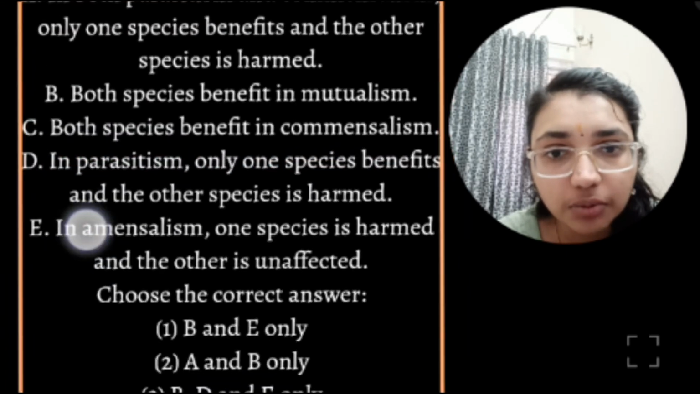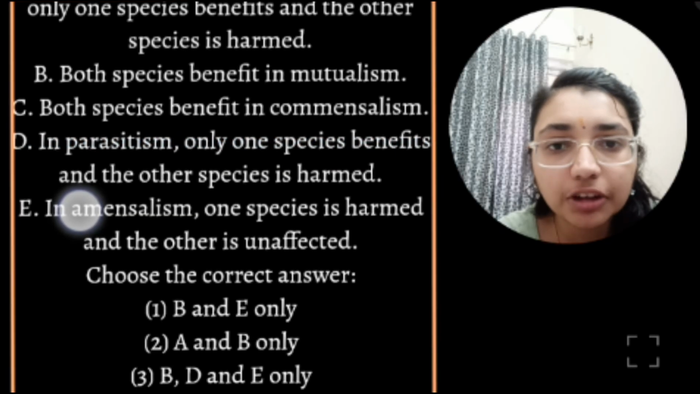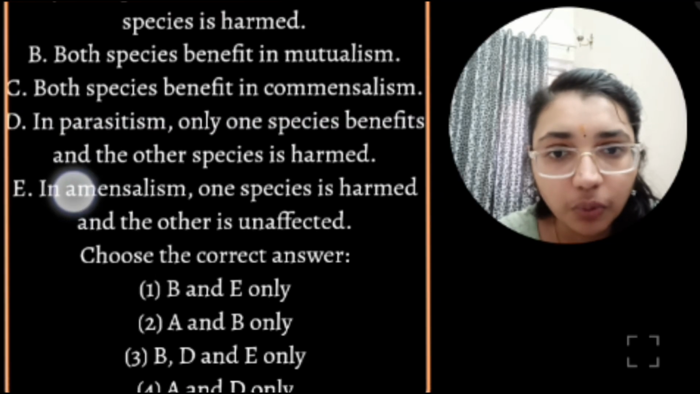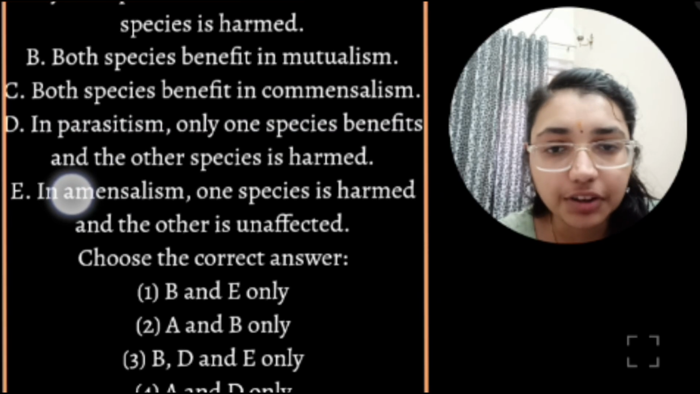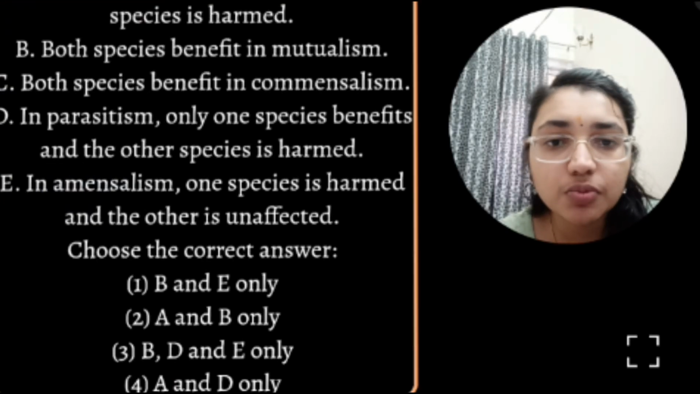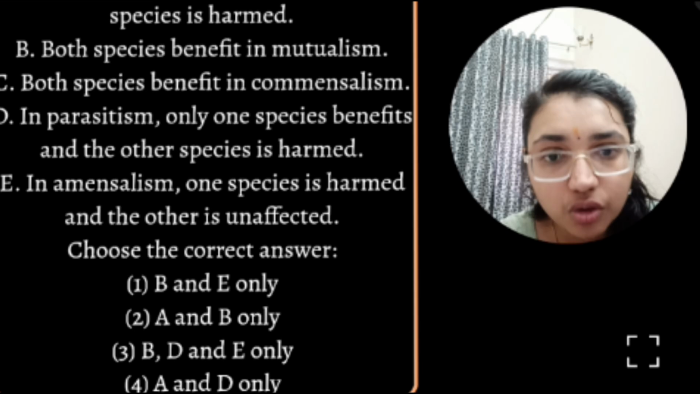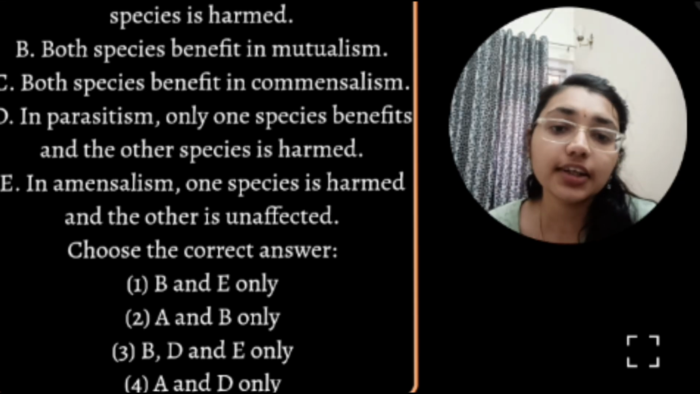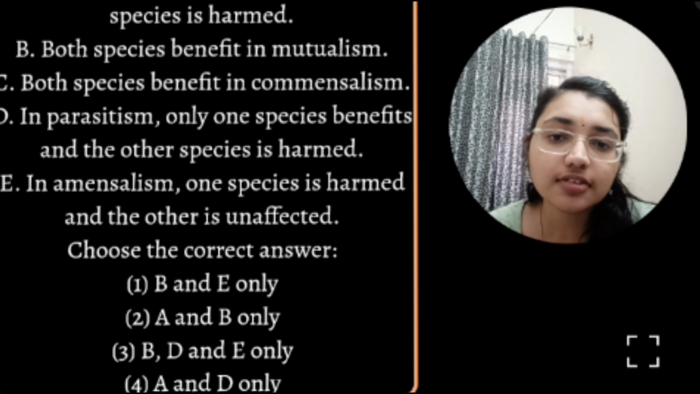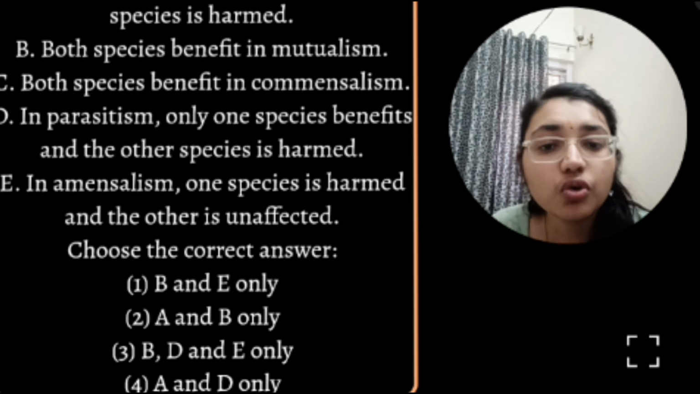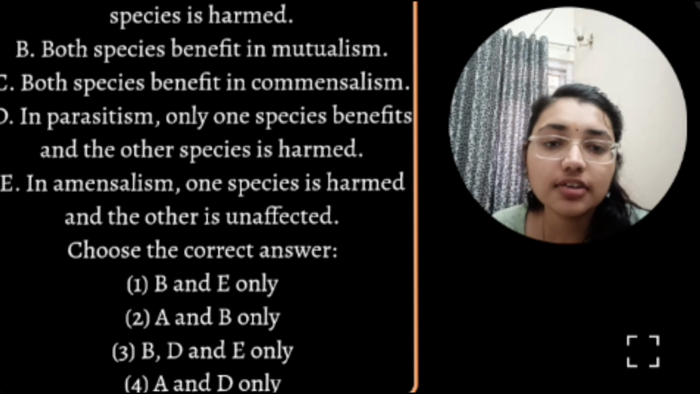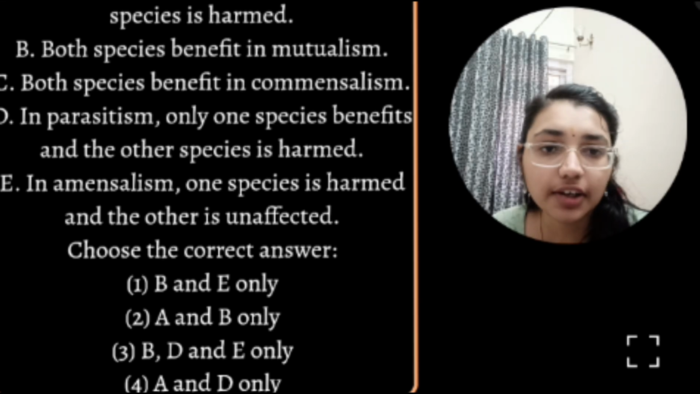Now let's see C option. Both species benefit in commensalism. No, both species are not benefited. In parasitism, only one species benefit and other species are harm. Correct. So B and D are correct. So we directly get the answer, that is BDE. E is what? In commensalism, one species is harm and the other is unaffected. So B, D, and E. These are the correct options. So third option is correct.